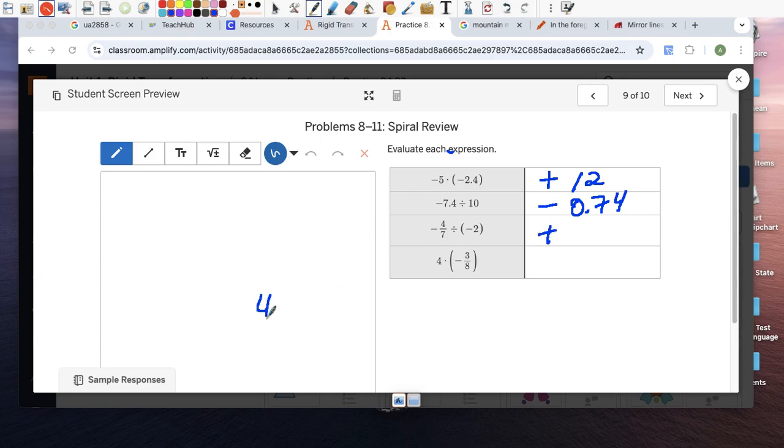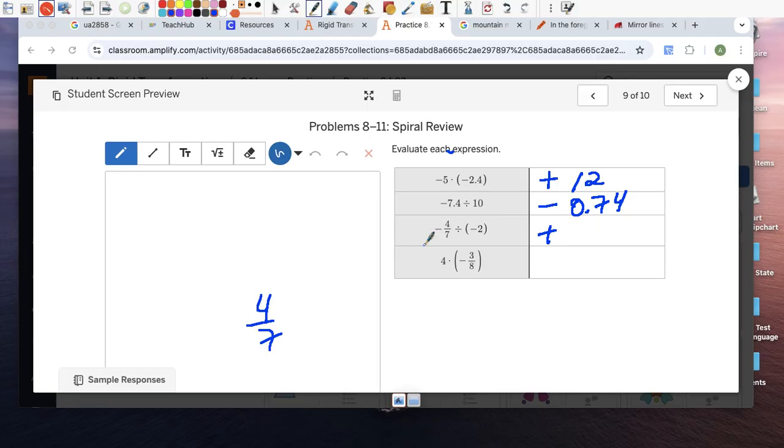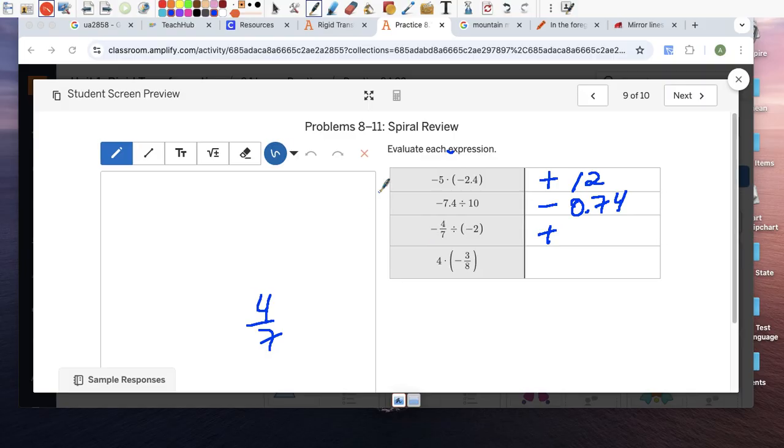And negative 4 over 7. Division is the same thing as multiplying by the reciprocal. Sorry guys, something happened to my pen. Here we go. Negative 4 over 7, divided by, or times, I should say, the reciprocal of negative 2, which is 1 over negative 2. That's going to give me positive. 4 times 1 is 4. 7 times 2 is 14. I could have simplified before, but nevertheless, it's the same answer.